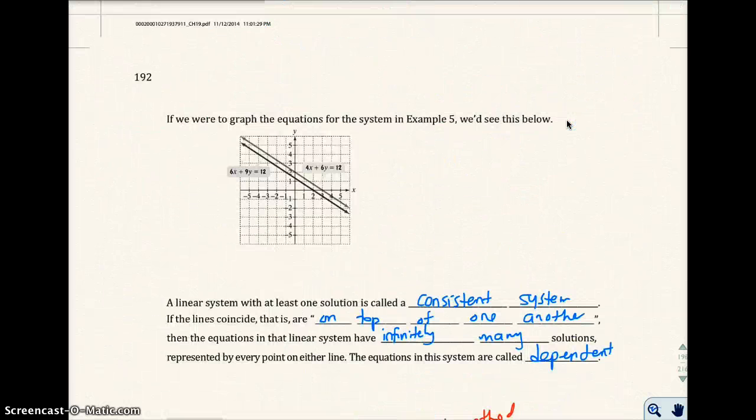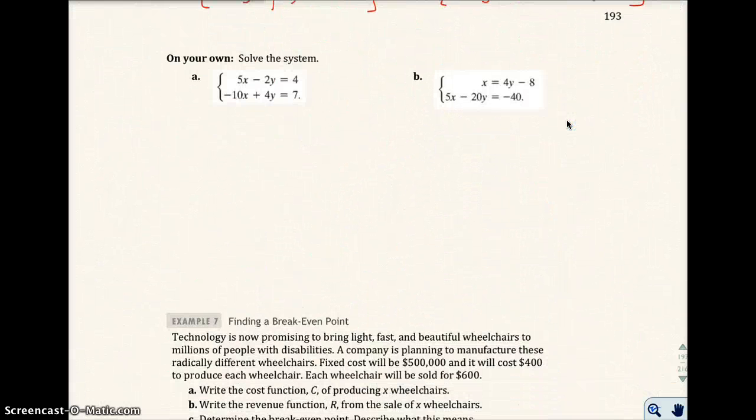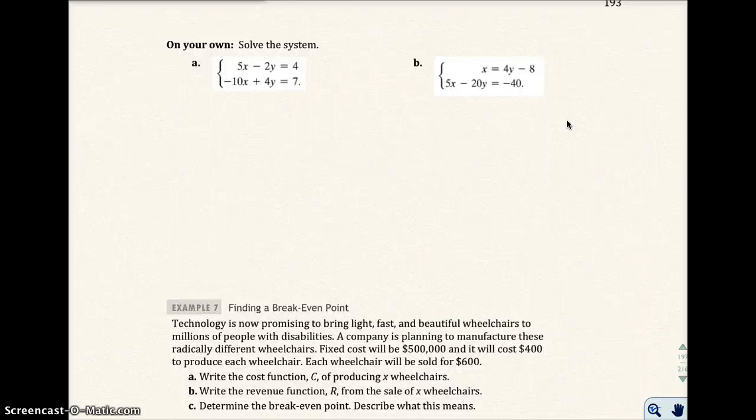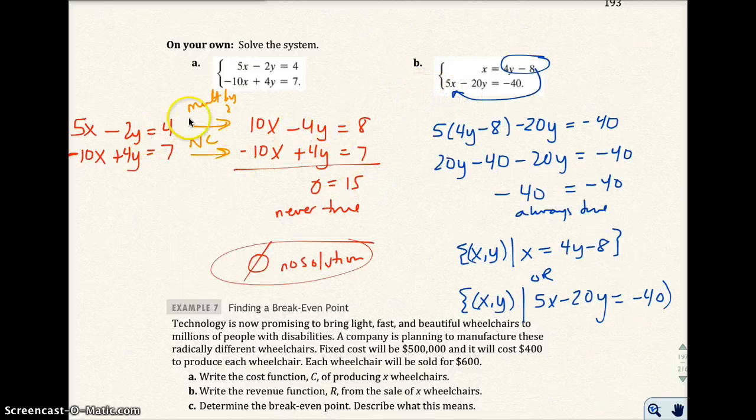Okay. So on your own, go ahead and do part A and B. You're going to solve a system, and when you get done, you're going to check your answer by replaying the video. Okay, so part A, I end up multiplying the top equation by 2, because if I try to eliminate x, I get that to be 10x, and the bottom was negative 10x. I multiply the top by 2, and the bottom one, no change. And we get a statement that's not true. 0 equal to 15 is never true, so there's no solution.